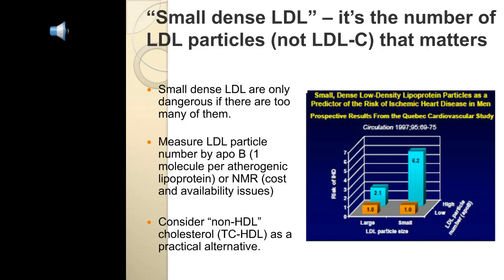The assumption behind the ability to assess the number of particles here is that there is one ApoB molecule per atherogenic lipoprotein. So Apolipoprotein B is a good method for counting the number of particles. The main alternative that we have for counting the number of LDL particles consists of an NMR spectroscopy method, and one should consider non-HDL cholesterol as possibly a practical means by which we can approximate these more sophisticated measures of LDL particle number.